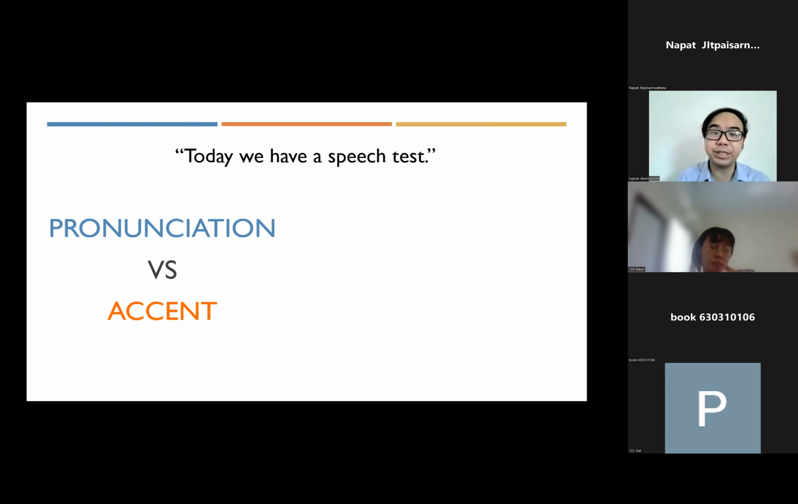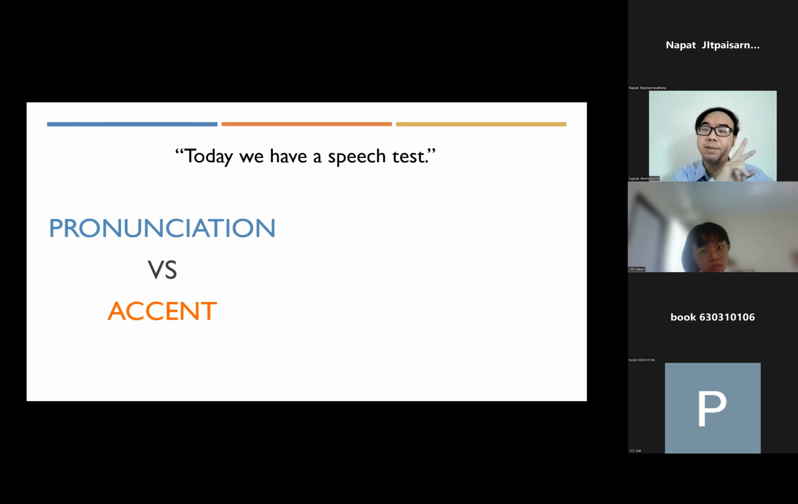And for pronunciation these days, scholars are very open-minded. We have the term Englishes. As long as it is recognizable, if the listener or someone you are talking to can understand the meaning you want to convey, it is okay. So first we have to make sure that you are clear with the pronunciation and accent.